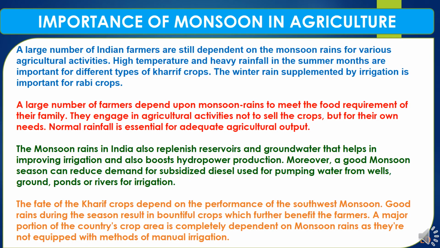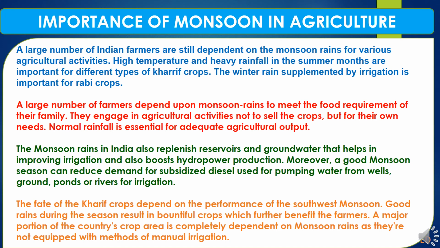Here we will pass through the importance of monsoon in agriculture. A large number of Indian farmers are still dependent on the monsoon rains for various agricultural activities. High temperature and heavy rainfall in the summer months are important for different types of kharif crops. The winter rain supplemented by irrigation is important for rabi crops. A large number of farmers depend upon monsoon rains to meet the food requirement of their family. They engage in agricultural activities not to sell the crops but for their own needs as a livelihood.